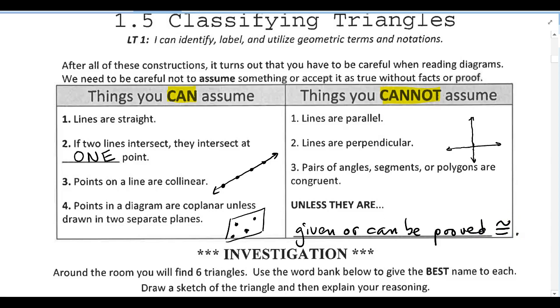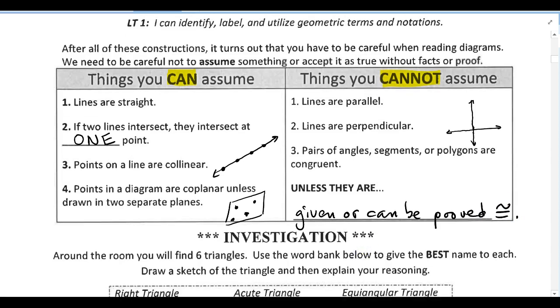Alright, so these are the things that you can and cannot assume. Keep this table handy so you can refer back to it if you need to.